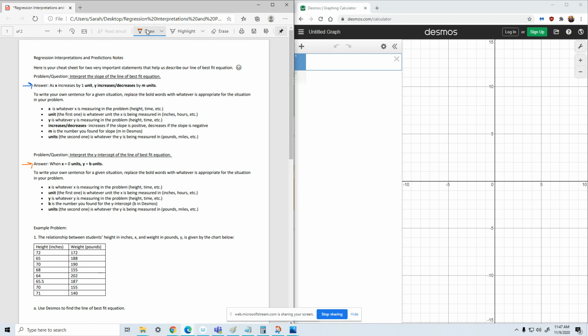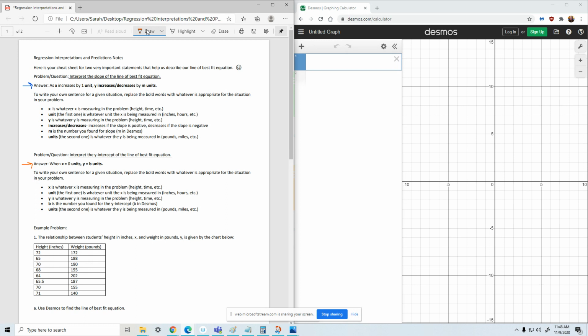Increases or decreases, if your slope is positive, we're going to say increases. If your slope is negative, we're going to say decreases. By m, which is your slope number, the m that Desmos gives you. And then the second units there is the units that y is being measured in. So like, for instance, if y is weight, then maybe your units are pounds. So we follow that basic framework and replace the bold words with whatever makes sense with our problem.